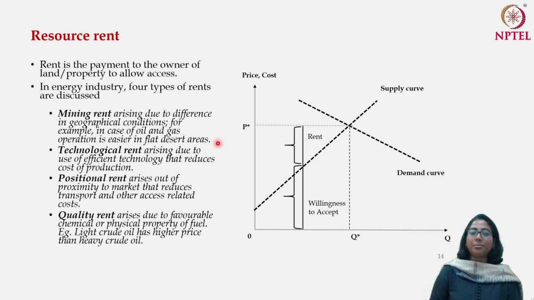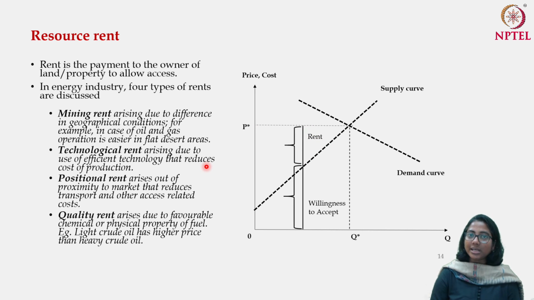What are these rents? Mining rent. This arises due to difference in the geographical or geological condition. For example, in case of oil and gas, the operation is easier and less expensive in the flat desert area. However, for oil, there is one particular price, right? So there are not differential prices for differential producers. There is one market price. However, if you are operating in a location which is in a flat area, your marginal cost is going to go down and your rent component is going to be higher.